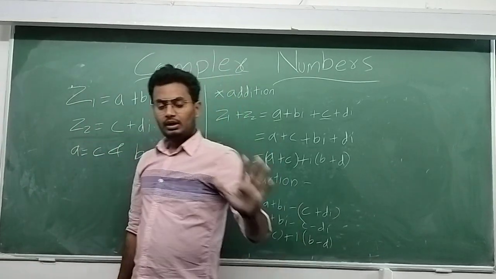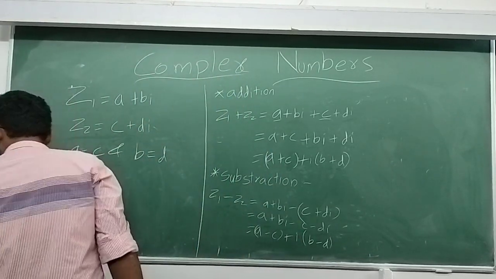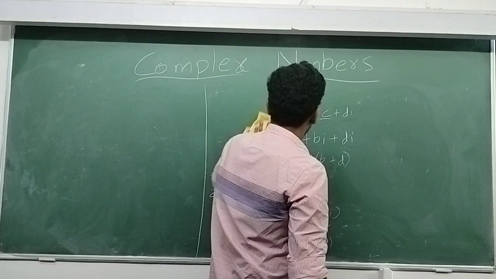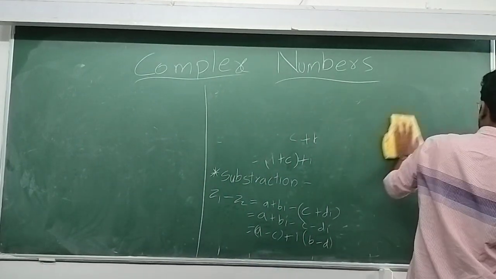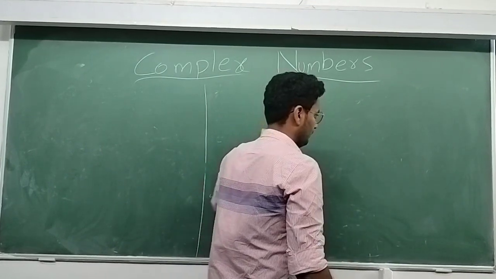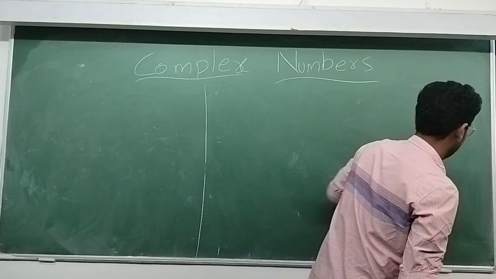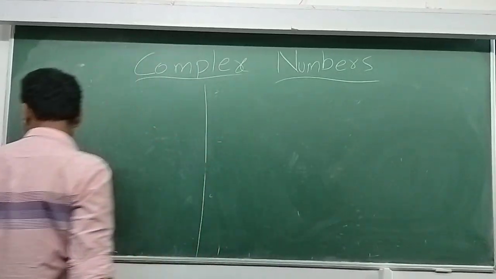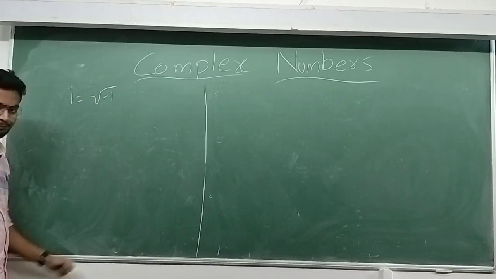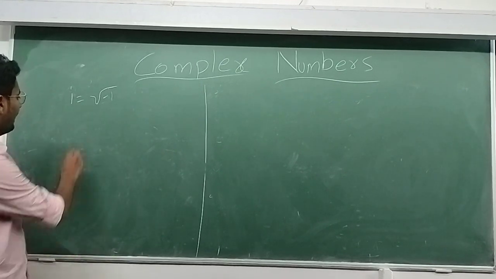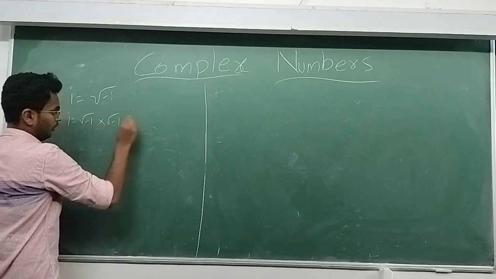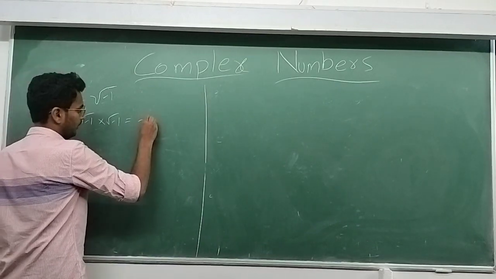Now we go to the powers of i. What are the powers of i? Right. Powers of i. i is equal to root of minus 1. We know that. Now i square is equal to root of minus 1 into root of minus 1. This is equal to minus 1.